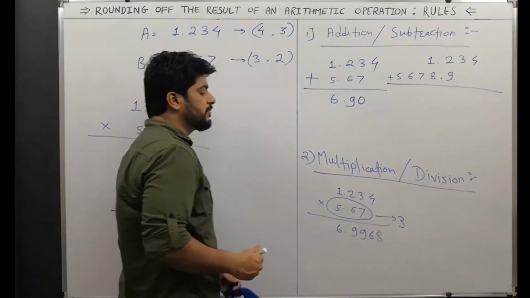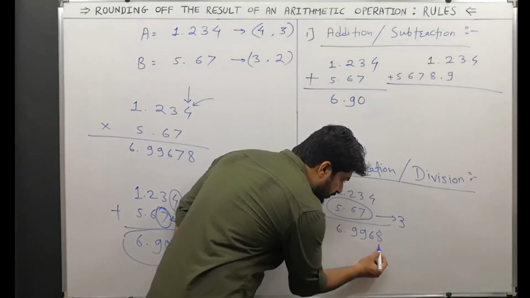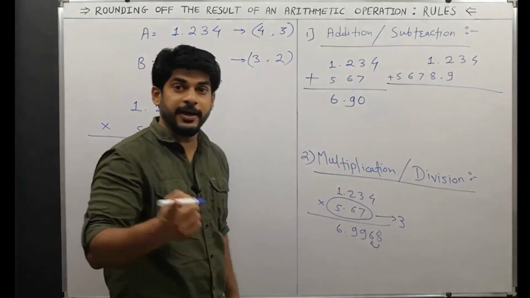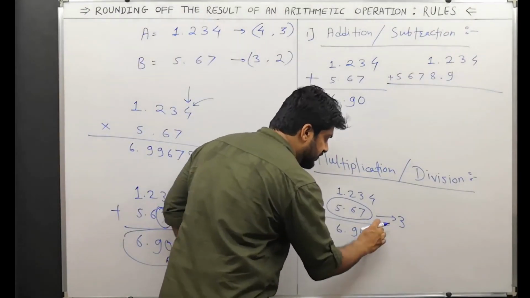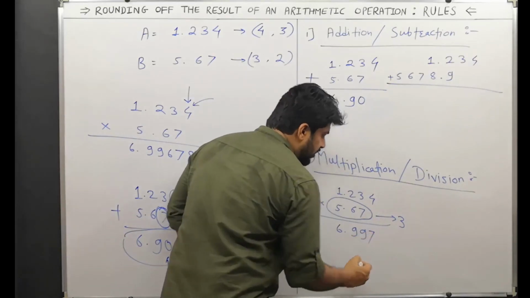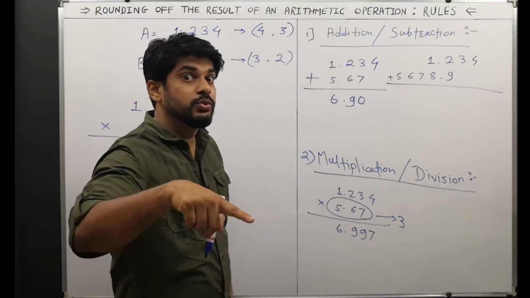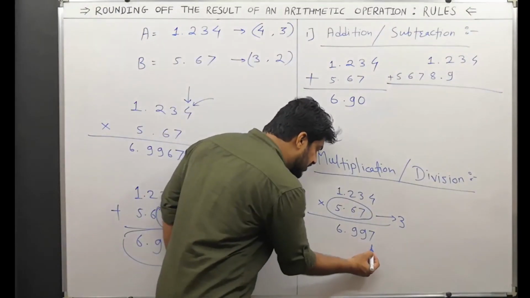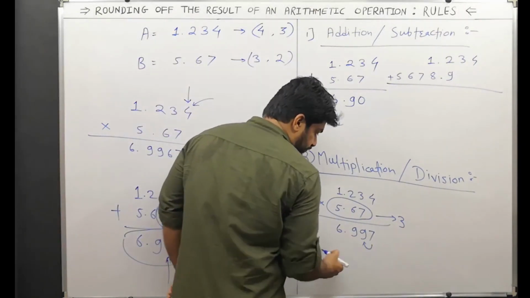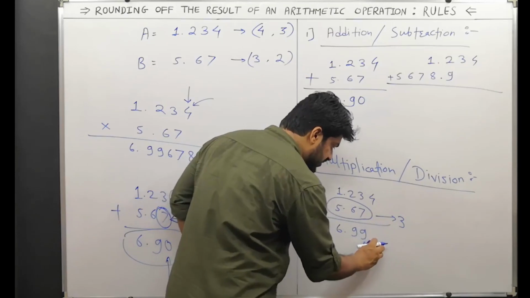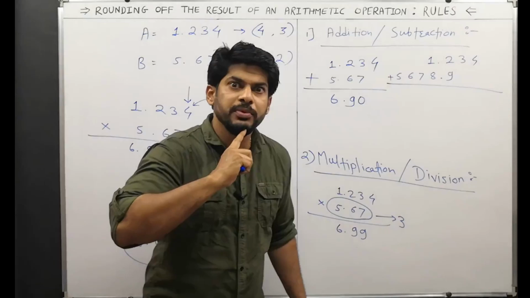This is incremented. Now again we do the same thing here. This is greater than 5, so the preceding one will be incremented by again 1. So 8 is dropped and 6 becomes 7. Now again this 7 is what? 7 is greater than 5, so the preceding digit should be incremented by 1. So this 7 is gone, and this 9 is incremented by 1, so it becomes 10.